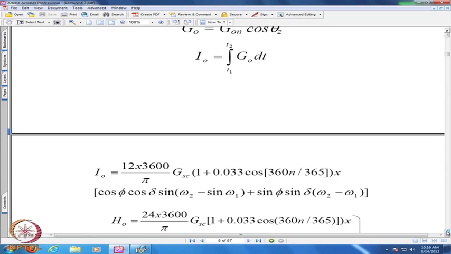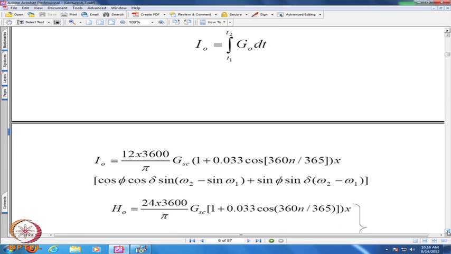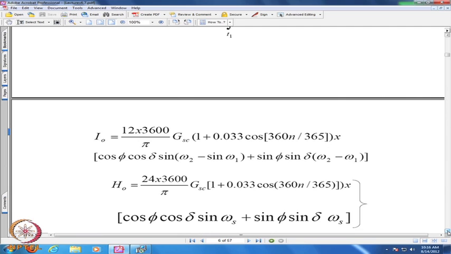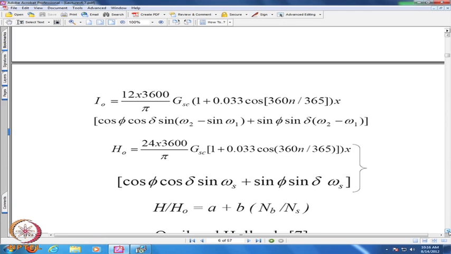And in terms of the corresponding hour angles omega 1 and omega 2, you can express I 0 by the following expression, where you have G_ON cos theta z, and G_ON is related to the solar constant and 1 plus 0.33 etcetera, and this is what you will get as I 0. Then if you integrate over a day, that is minus omega s to plus omega s, you will get the corresponding daily horizontal radiation H 0, which is nothing but the expression that is given here, which we also have derived in the previous classes.